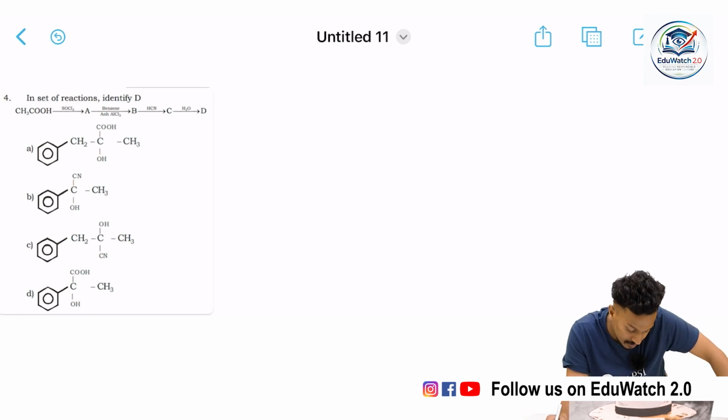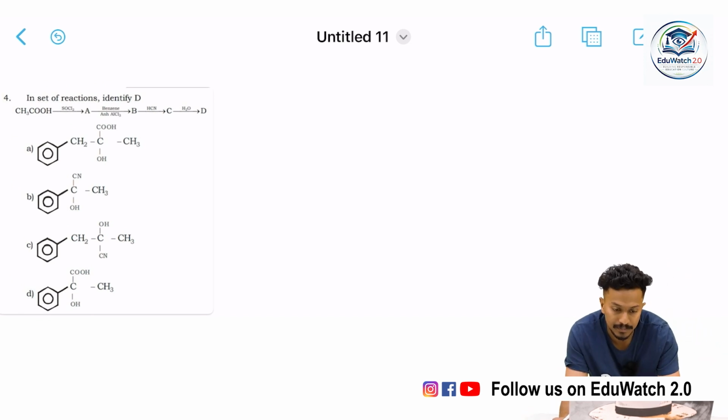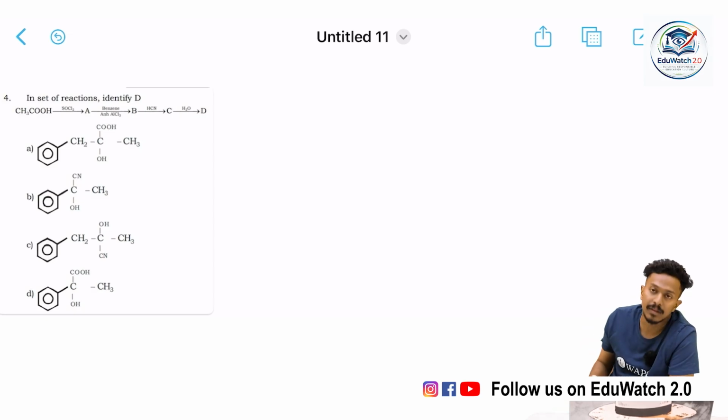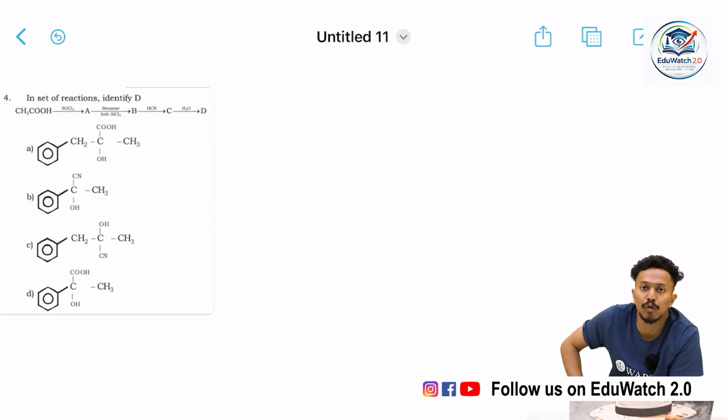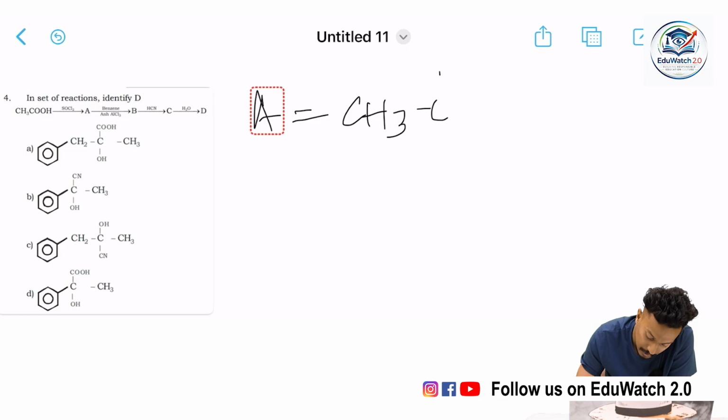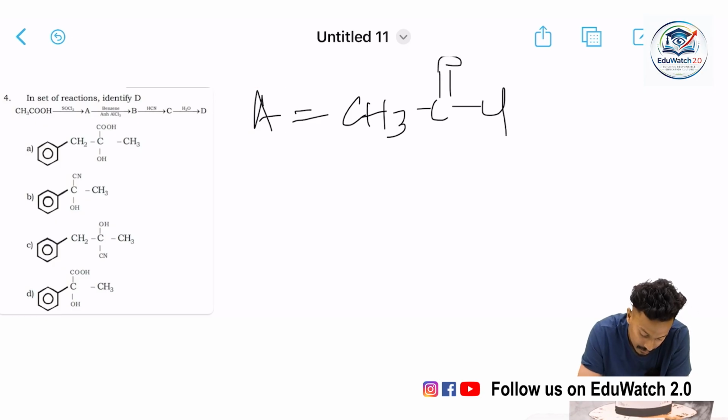In a set of reactions, identify D. This is our question. When ethanoic acid is treated with SOCl2, we do know that during the preparation of acyl chloride we have to treat it with SOCl2. So compound A would be CH3COCl. We have found that one.